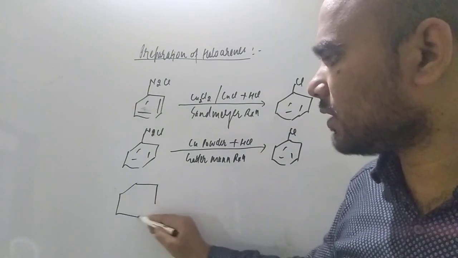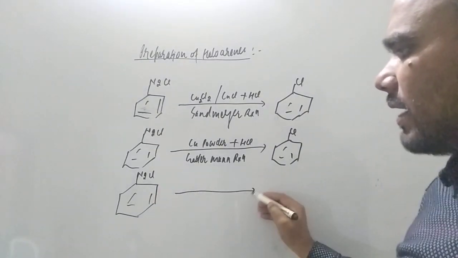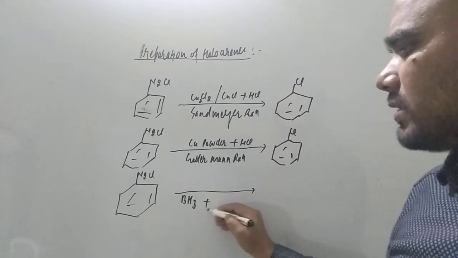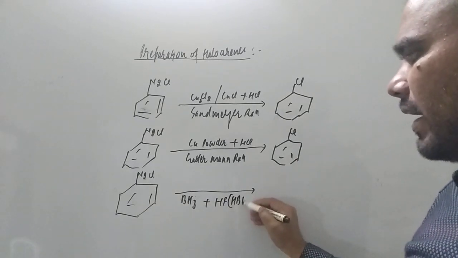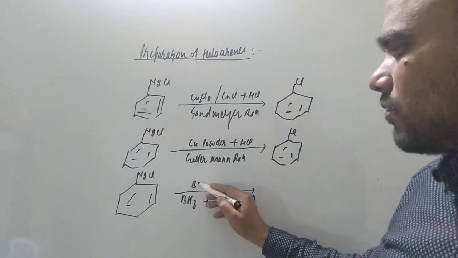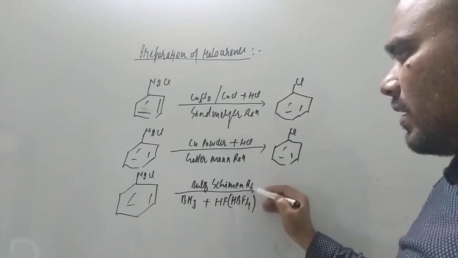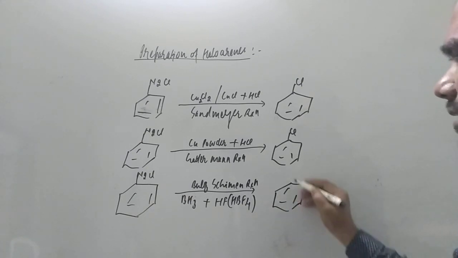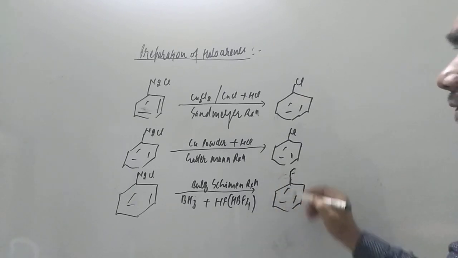Now, students, suppose you are going for the Balz-Schiemann reaction. You have the N2Cl, and here you take BF3 plus HF. This compound combines and forms HBF4. This is the fluorinating agent, and this reaction is known as the Balz-Schiemann reaction. It will directly replace the N2Cl group with fluorine. So this is fluorobenzene.